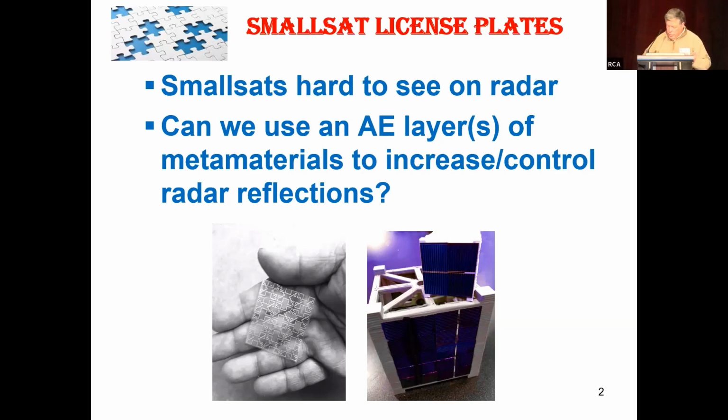Now, what I'm going to show you is data from this baby here. This is a small form factor size for a half a U CubeSat. So this is 5 centimeters by 5 centimeters by 5 centimeters. And what I did is I put one and then two of these layers on here, and then measured the radar cross-section. I should say the reflectivity specifically to see how it would change.